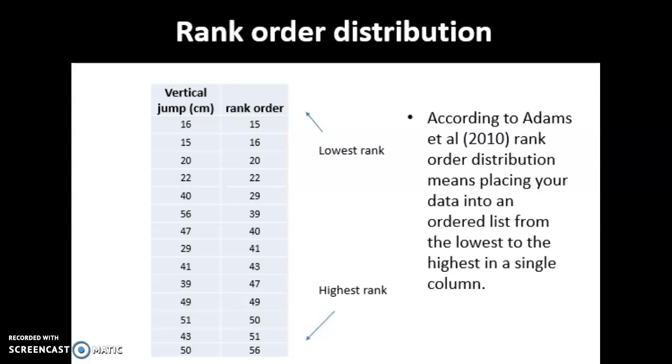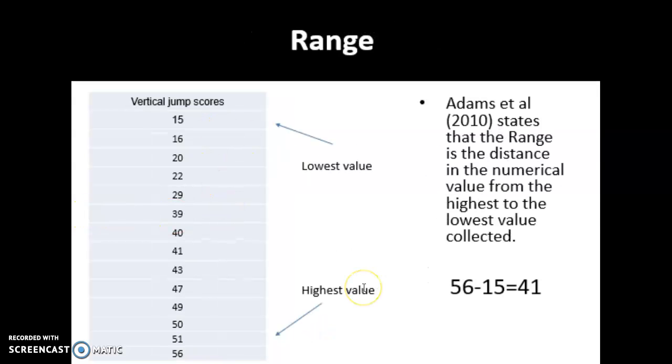So moving on to the range. So the range is, I've got a definition here. Adams et al. 2010 states that the range is the distance and the numerical value from the highest to the lowest collected.